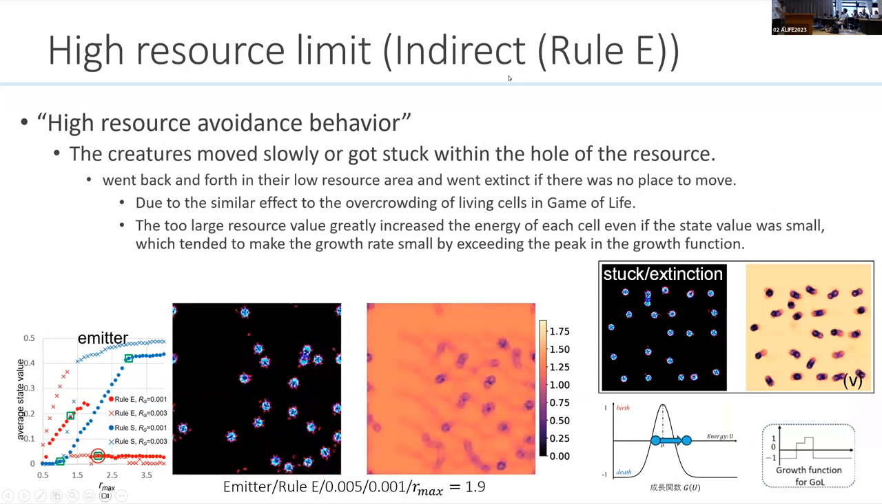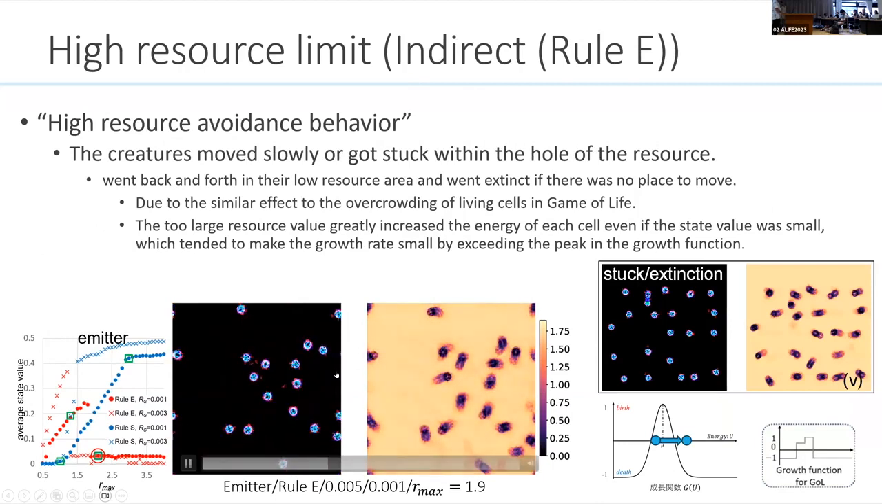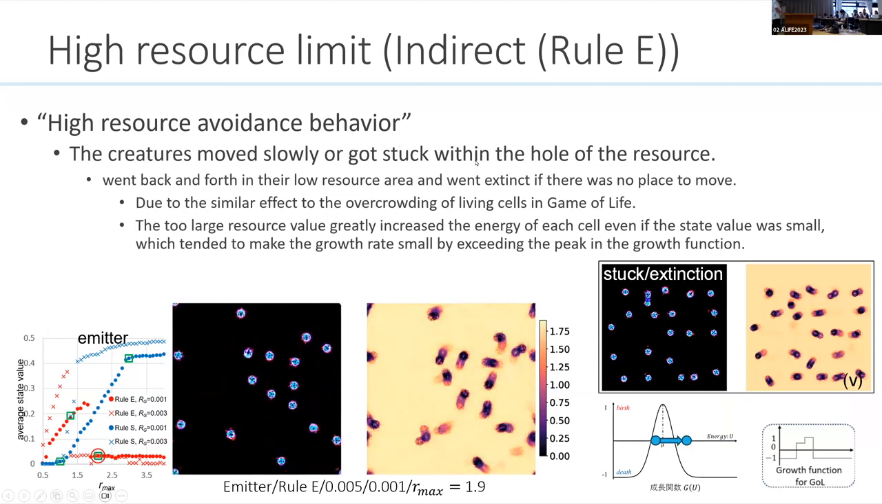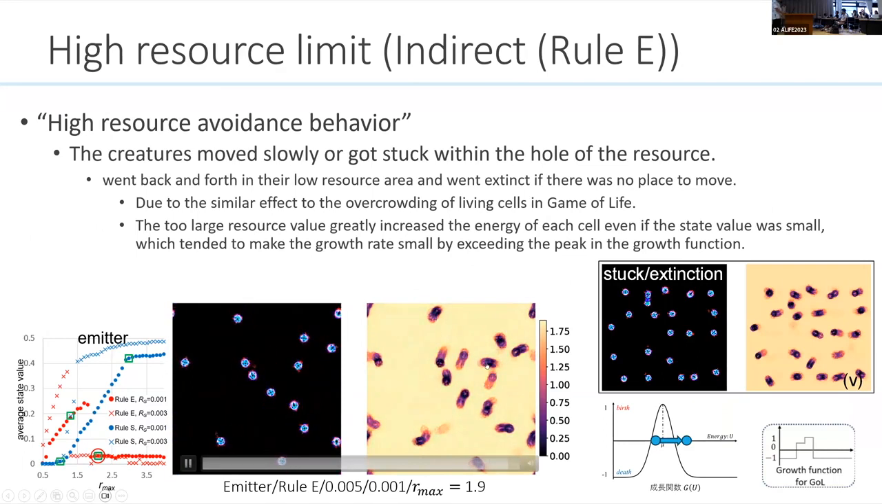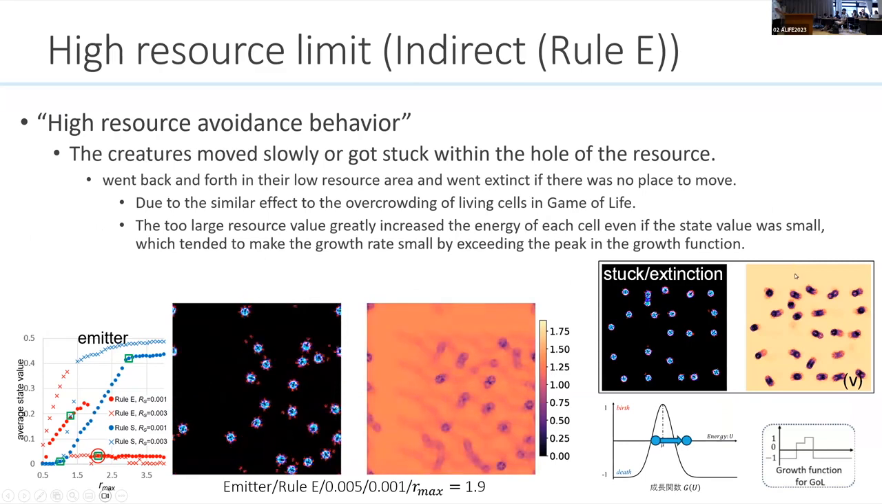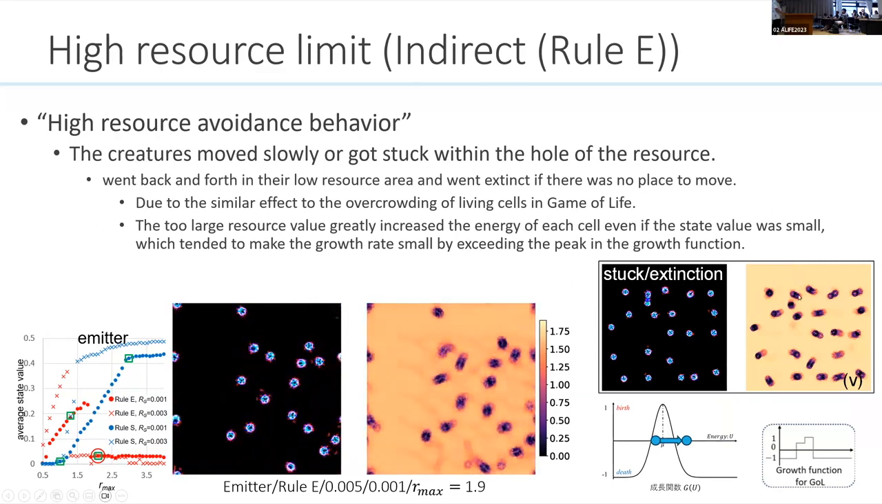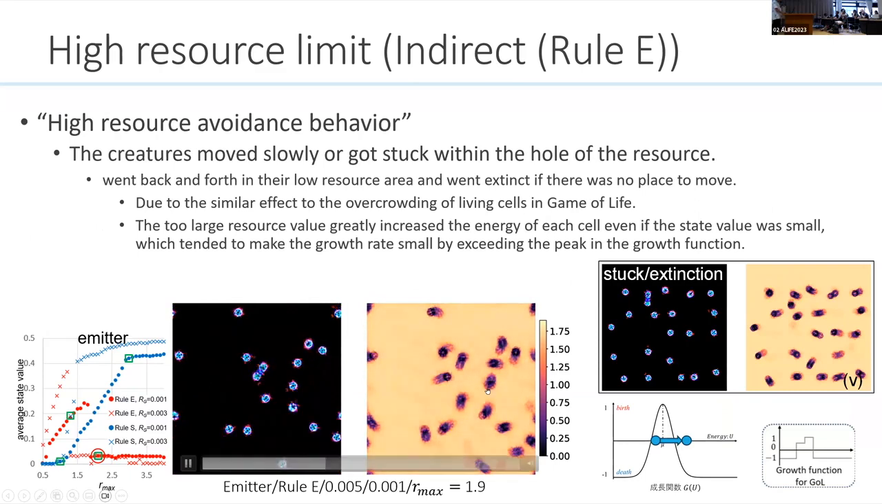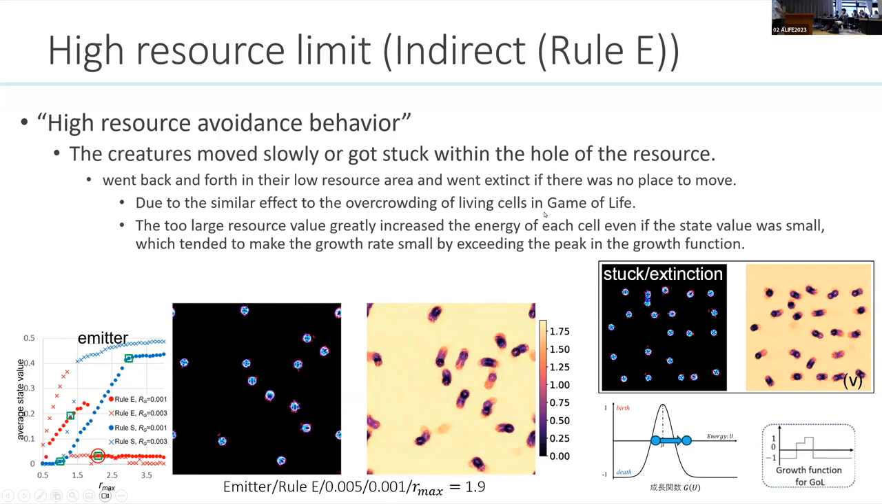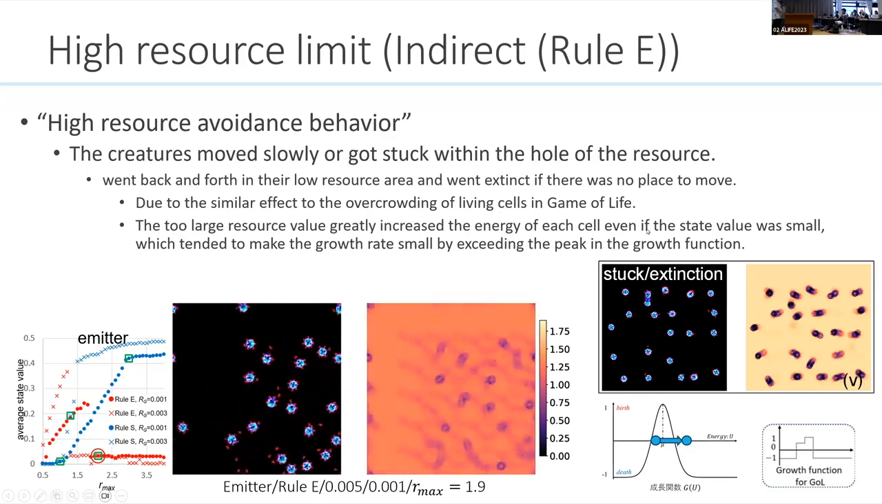In the indirect case, the behavior is quite different. We could see the high resource avoidance behavior. As you see, a creature moved very slowly and got stuck within the hole of resources. The brighter area is a high resource, and the darker hole corresponds to the low resource area. And they went back and forth in their low resource area and went extinct if there was no place to move. This is due to an effect similar to the overcrowding of living cells in the Game of Life.